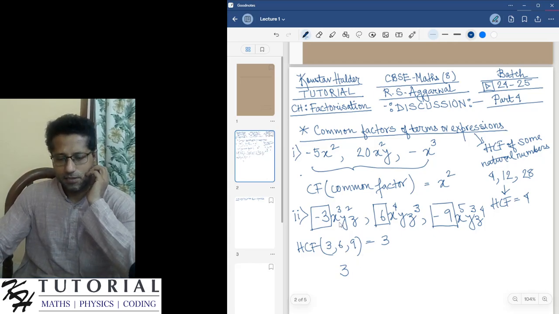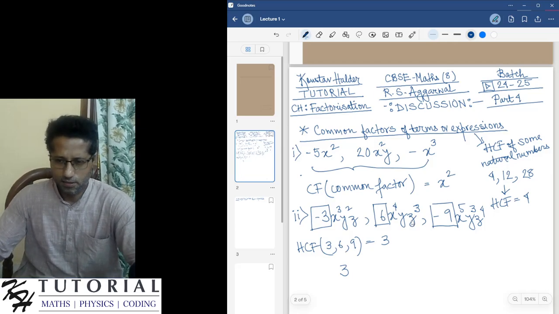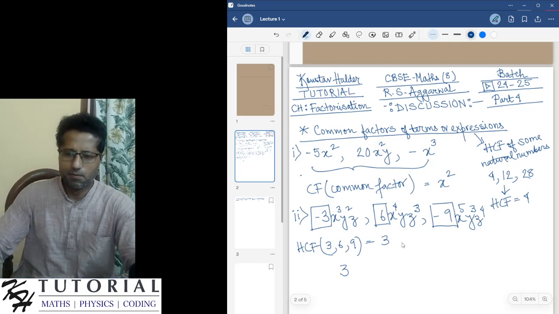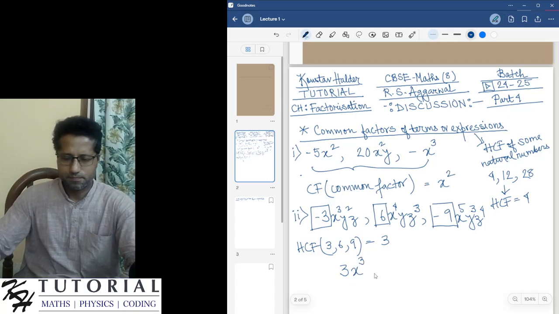Now the variable x occurs in all the three terms. In the first term it is x cube, in the second term it is x to the power 4, and in the third term it is x to the power 5. The minimum power is 3, so we will have x to the power 3.